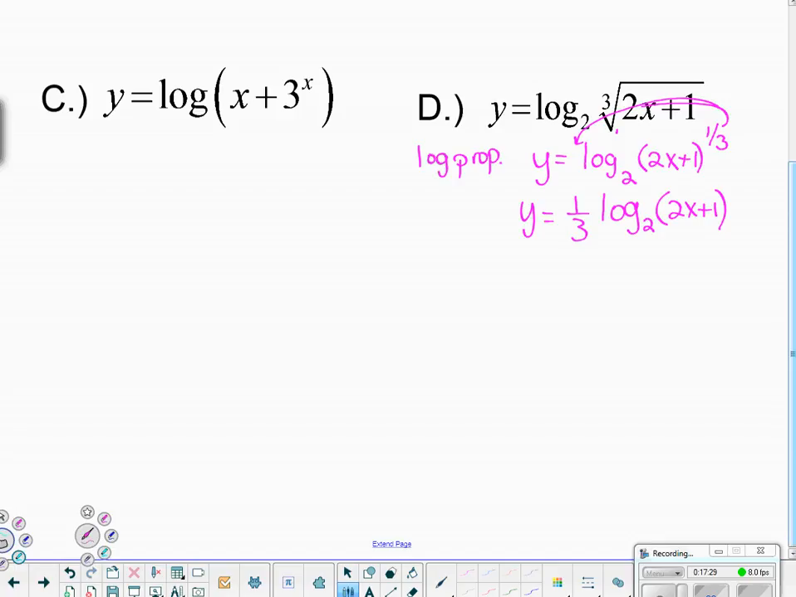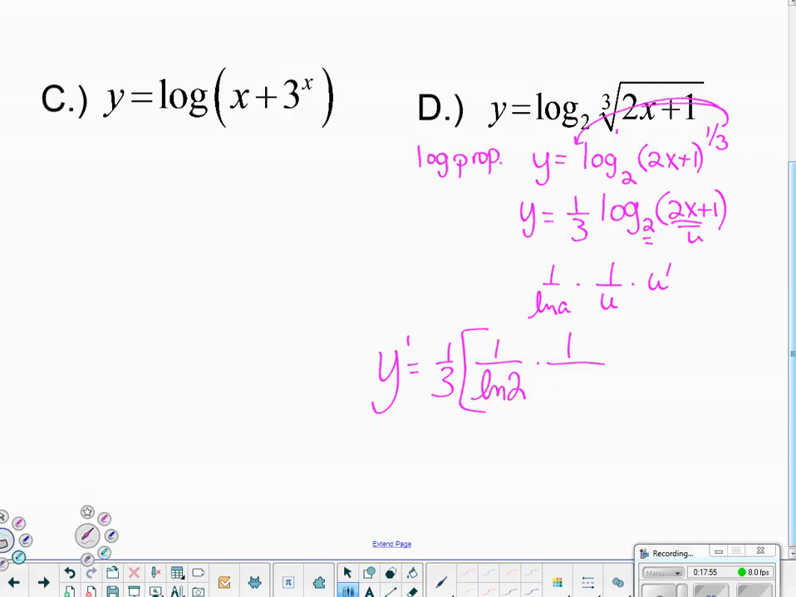Now we can go into the whole 1 over natural log a, 1 over u, u prime. Okay, so I'm going to get y prime equals, the 1/3 is going to be permanent, it's out front. Natural log of the base, 1 over natural log 2. If you think of it in a series of steps here, 1 over u, this is our u, so 2x plus 1. Now the derivative of u is going to be a 2. Simplify, so y prime equals. That 2 is a multiplier. Bring it all the way out front, 2/3.